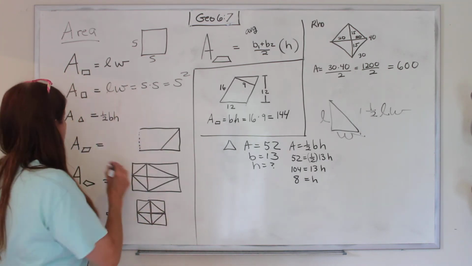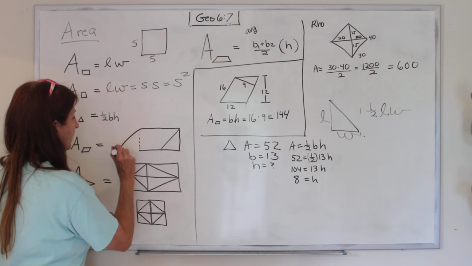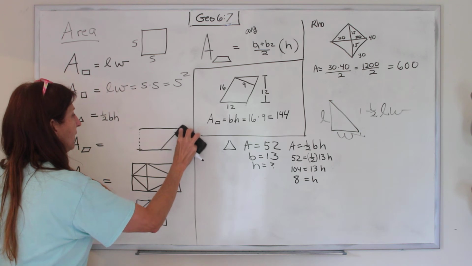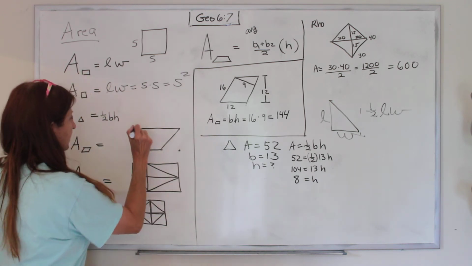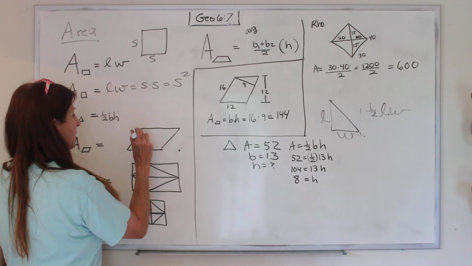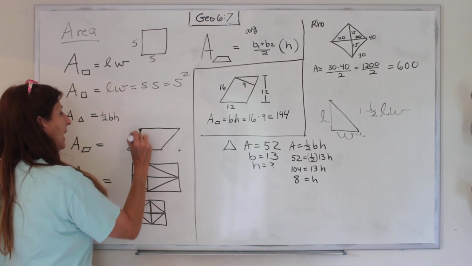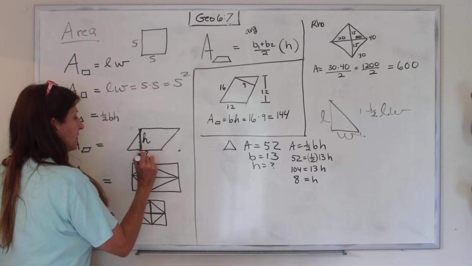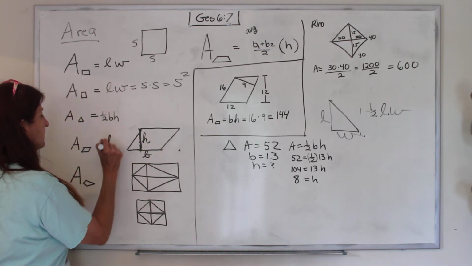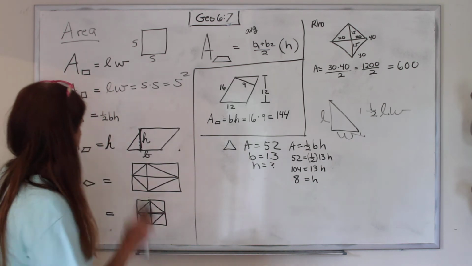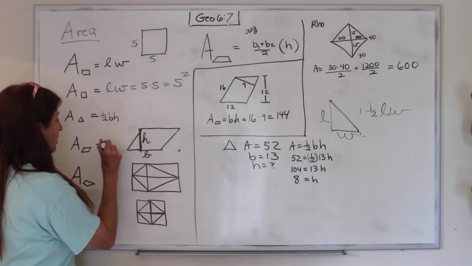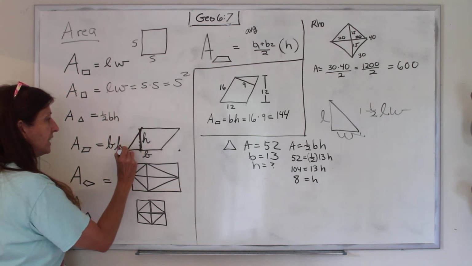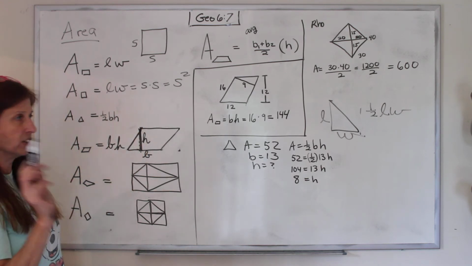A rectangle. So the area of a parallelogram is still just length times width. You just have to make sure that your height is going straight across here. So that's the height. This is the base. So it is base times height. But you've got to remember, don't do slant height, do height, or else you'll get it wrong.